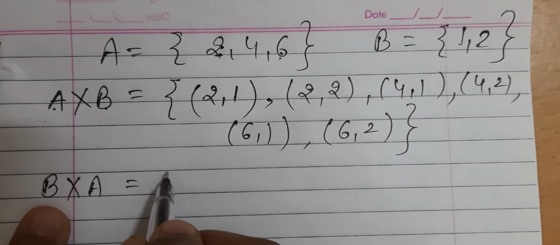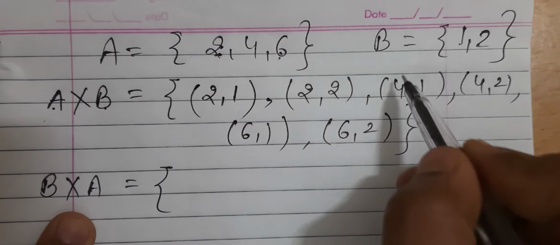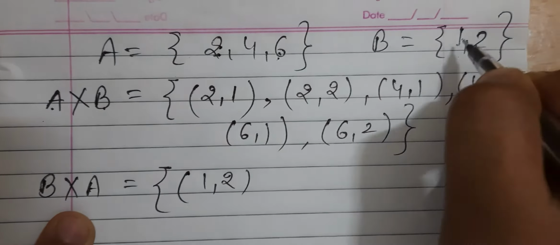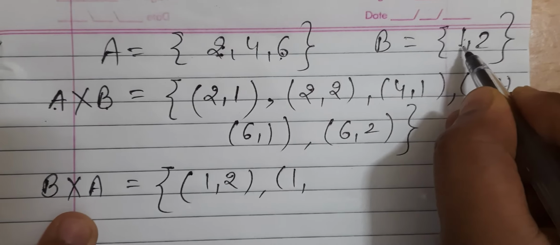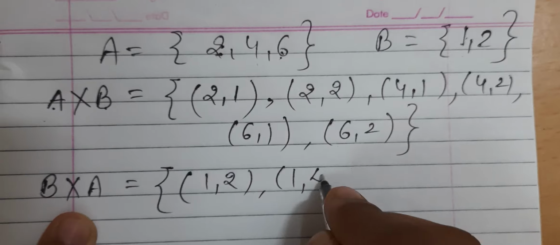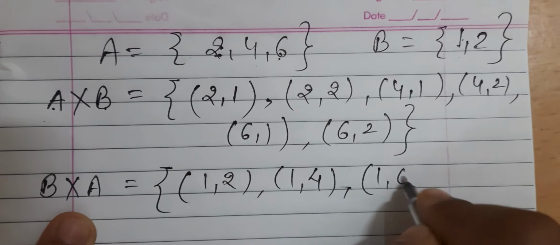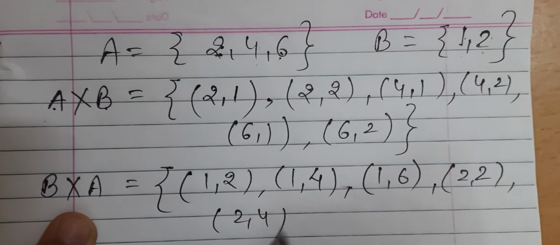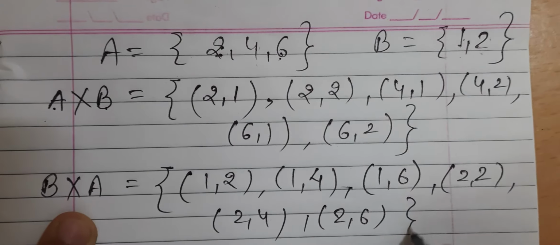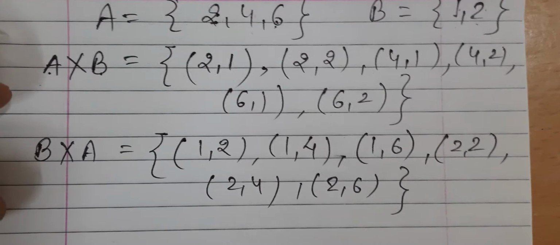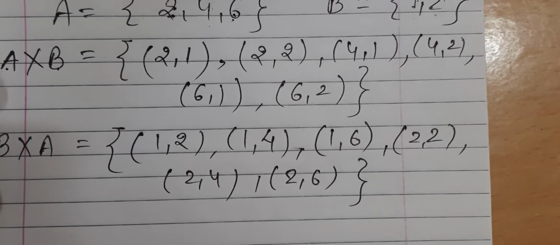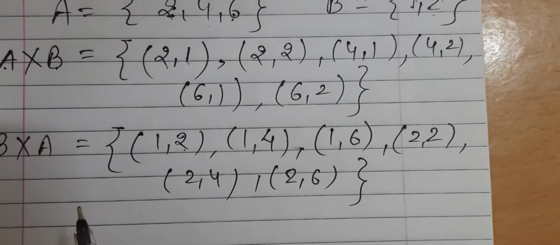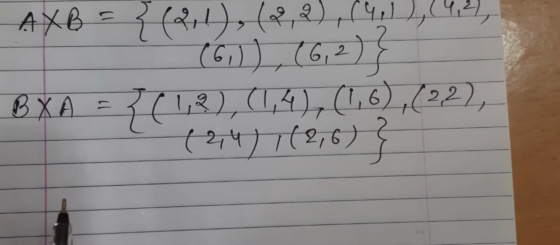So in that case, B cross A. First we'll take the first element of set B and the first element of set A, and then the first element of set B and the second element of set A, and we'll make ordered pairs (2, 2), then (2, 4) and (2, 6). When you observe A cross B and B cross A, you will find that they are not equal, because (2, 1) is not equal to (1, 2). So this is how we can find the Cartesian product of two sets.